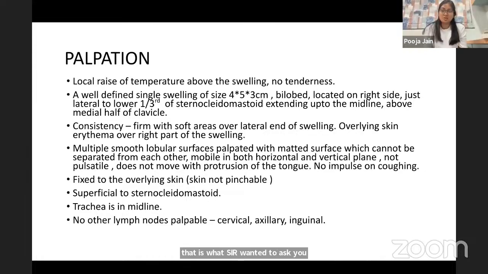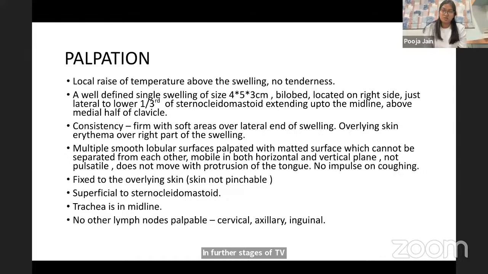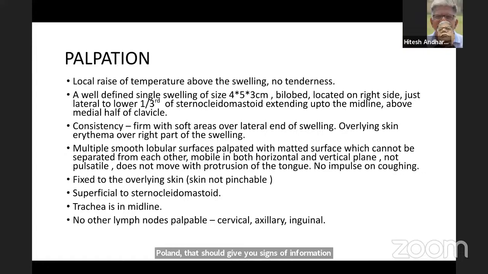No, sir. By definition, a cold abscess cannot have signs of inflammation, unless it is converting into a collar stud abscess or developing into a sinus, or if it is bursting onto the skin in further stages of TB lymphadenitis. So why should a collar stud give you signs of inflammation? What is the logic behind that? What is collar stud?